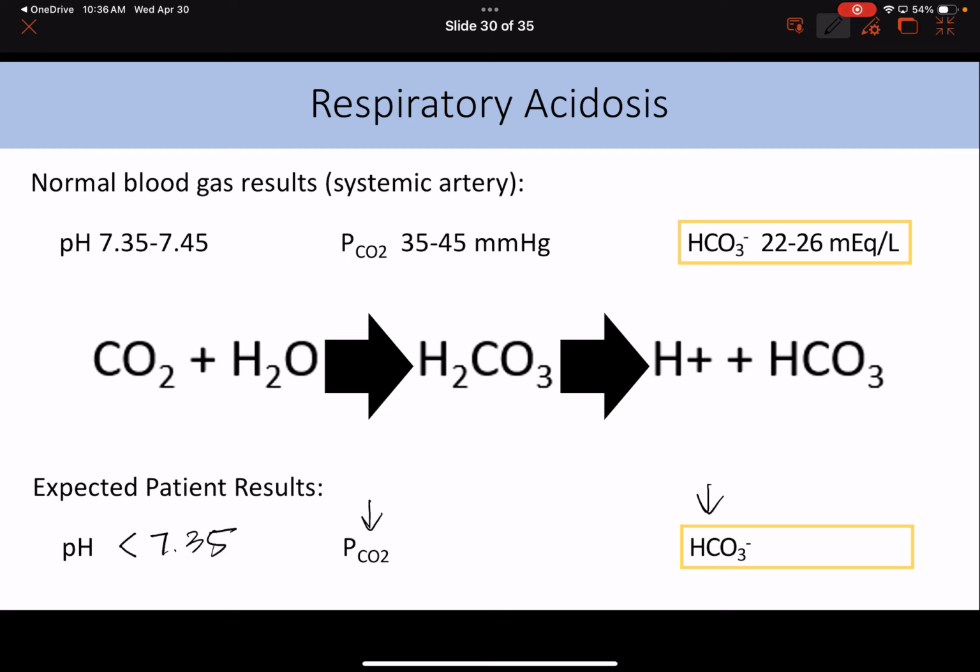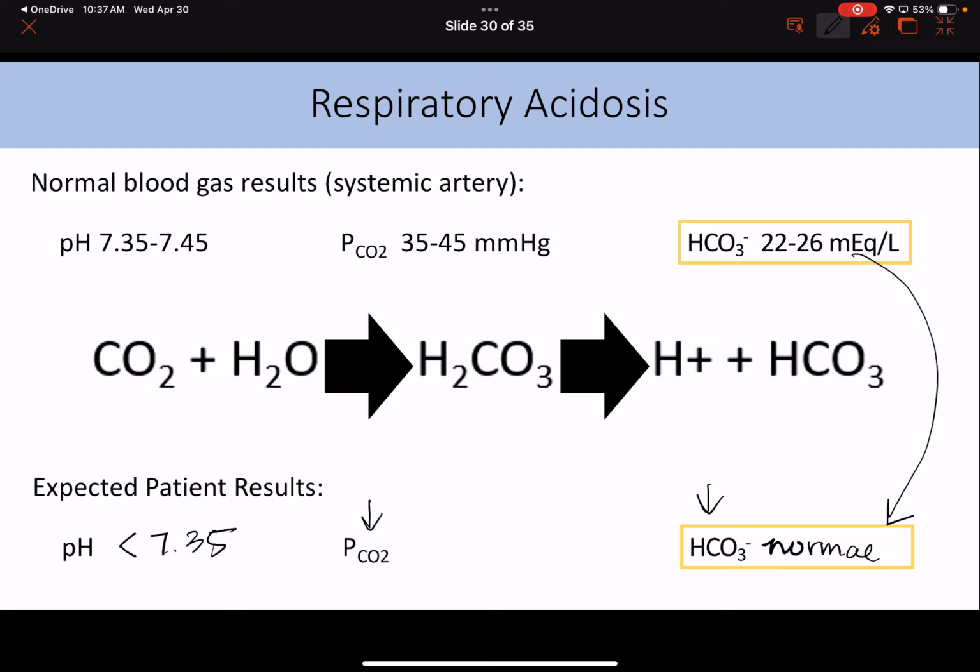So, that being said, with respiratory acidosis, what would you expect the bicarbonate levels to be? 22 to 26. 22 to 26 is going to be normal. If it's a respiratory issue, bicarbonate is going to be normal. The values that are going to be off are the respiratory values. So this should stay normal, which is the 22 to 26.